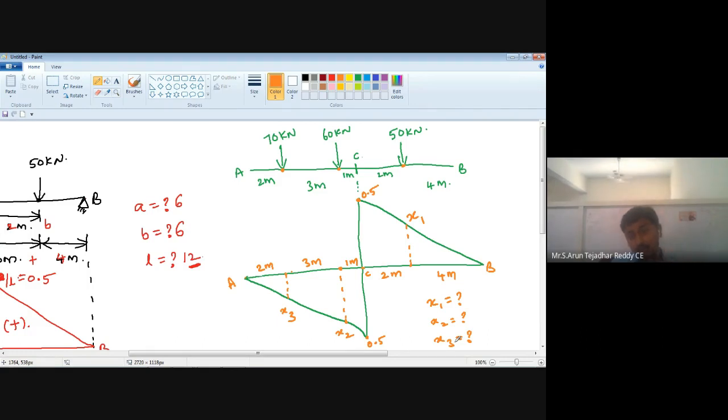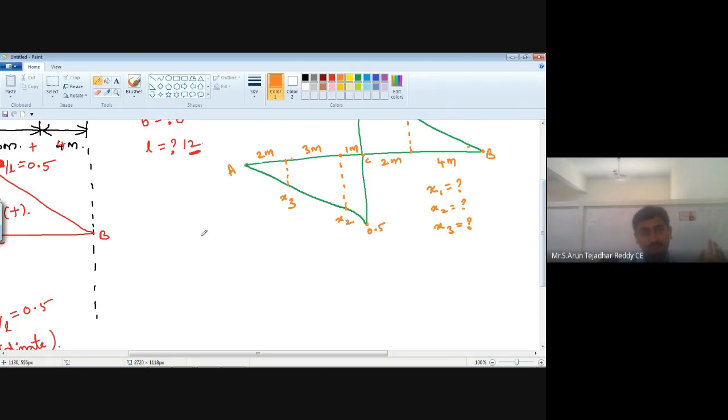How to find out these ordinates? First of all, if you observe from C to B, that is upward ordinate. Here C to B is the upward ordinate. I'll write clearly. CB is upward ordinate, and A to C is the downward ordinate. Downward ordinate.